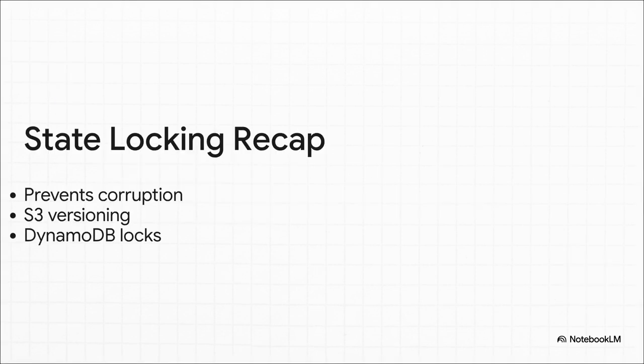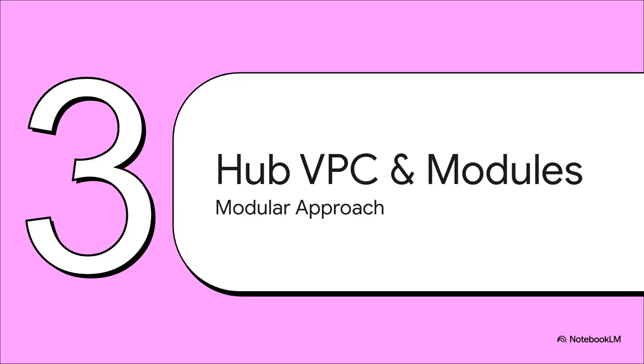Recapping Step 2 really quickly. State locking is your ultimate safety net. Combining S3 for reliable version storage with DynamoDB's atomic writes ensures safe, exclusive state updates across your whole engineering team. Next up is Step 3, the Hub VPC and our modular approach.